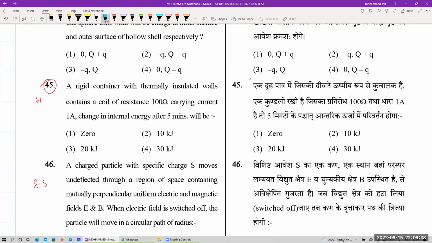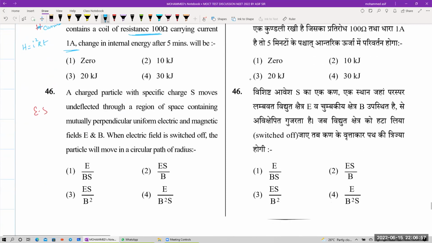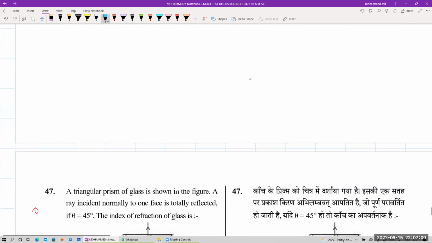A rigid container with thermally insulated wall contains a coil of resistance 1000 ohms carrying a current of 1 ampere. Change in internal energy will be equal to how much? Okay, this is current electricity का question है बताइए. फिर भी मैं फॉर्मूला लिखता हूँ. हीट का फॉर्मूला आपको याद होगा. H is equal to your I square R into your t. फॉर्मूला यूज कर लो, आराम से आ जाएगा. Then the next one is your electrostatics.